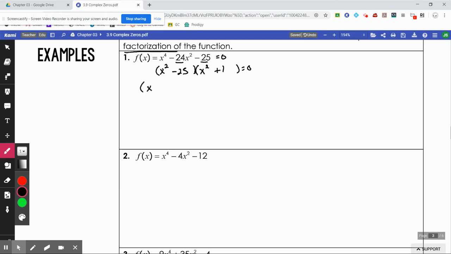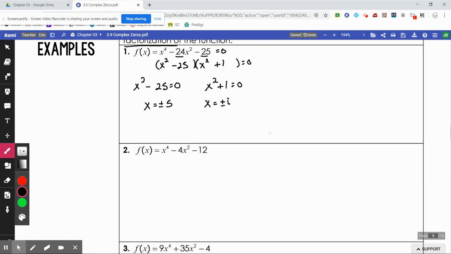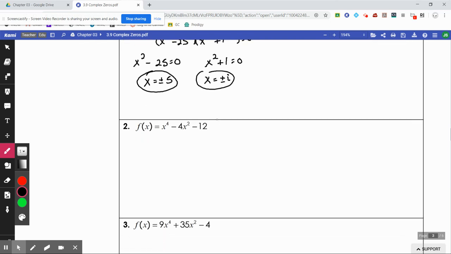x squared minus 25, you can factor that again, or we can stop now and go ahead and set each of these equal to 0 since they're quadratic. Move the 25 over and take the square root. That's going to be plus and minus 5. Move the 1 over and take the square root. That's going to be plus and minus the square root of negative 1, which is i. Now that we know what our 4 zeros are, and again, we knew we were searching for 4, we can now completely factor this function.